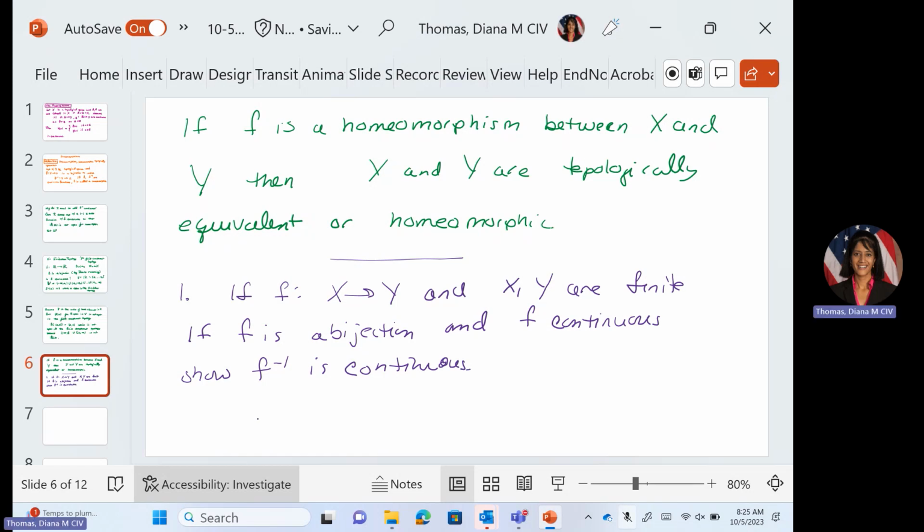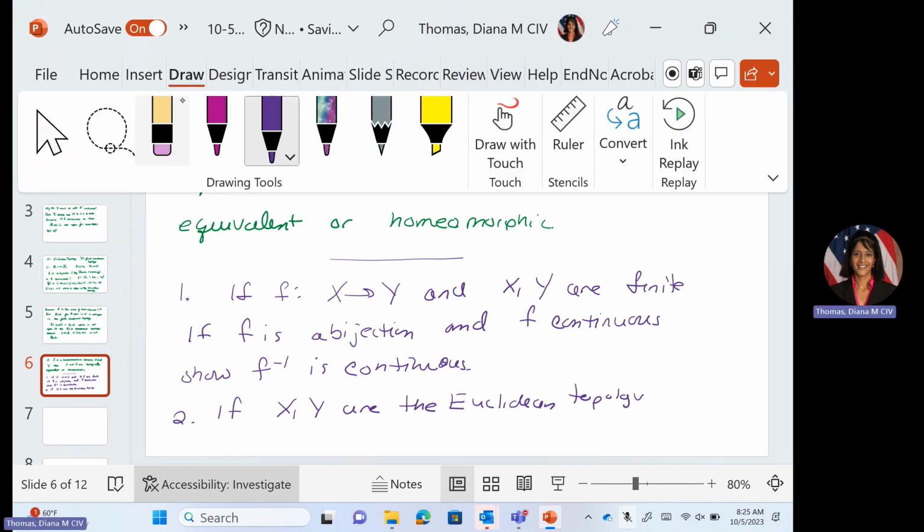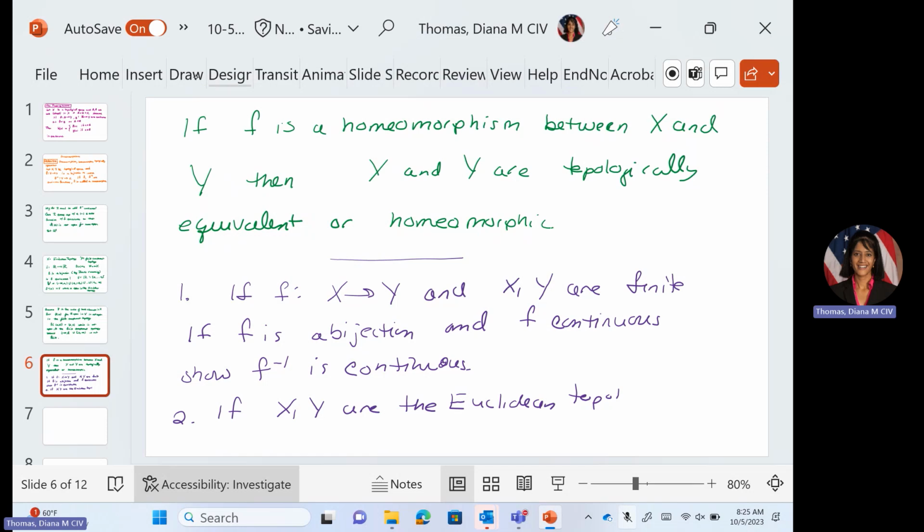So that's the first thing I had to clear out of my mind. I'll give it, it's not that hard to prove this one. And the second one is if X and Y are the Euclidean topology, I gave this last one to Chaos and Fractals last semester. So here it comes again.